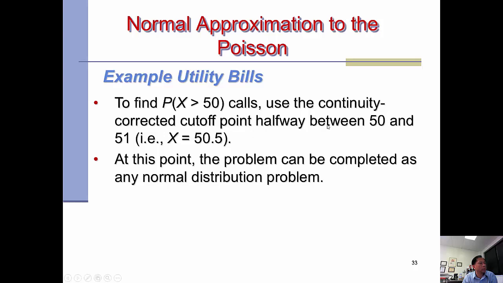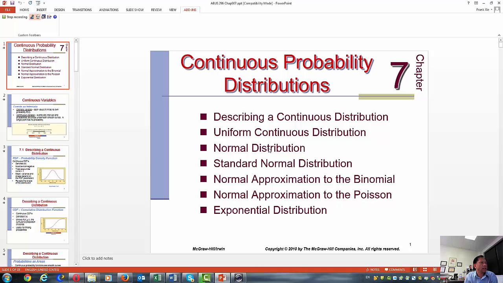And then to find larger than 50 calls, we use the halfway cutoff point between 50 and 51, and that's 50.5. At this point, we can continue with the normal distribution. Then we'll be done. Okay, that concludes the end of chapter 7, and we'll continue next time.